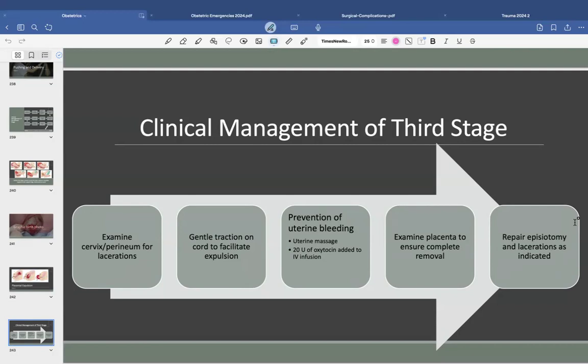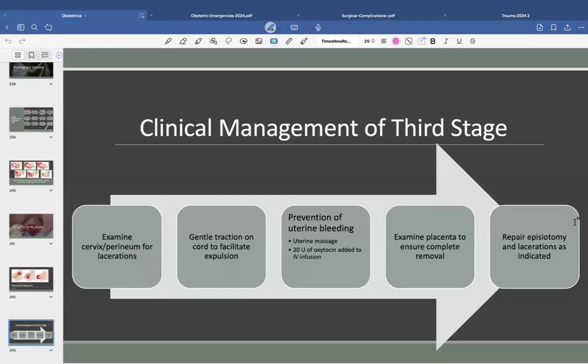So, yeah, we want to prevent uterine bleeding. We want the uterus to contract so that it can stop bleeding. You want to examine the placenta to ensure complete removal. If you leave a piece of placenta inside, there is a chance for infection. That is also the same as the retained products of conception that we talked about. So there's bleeding problems, things like that.